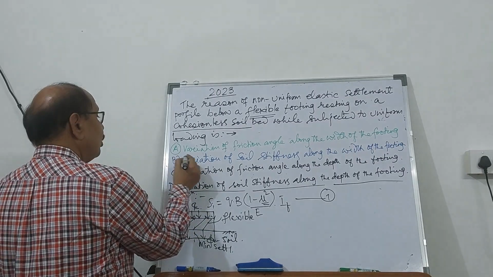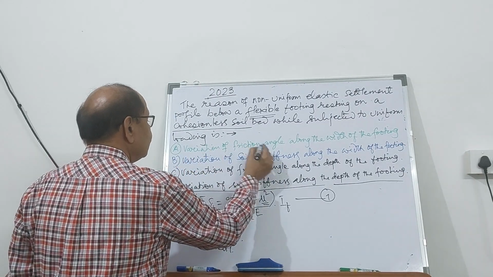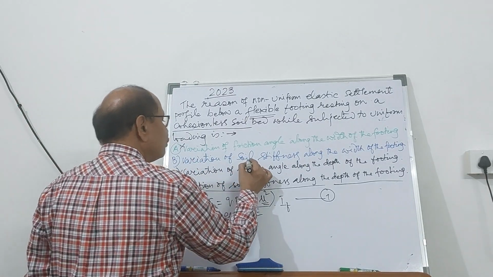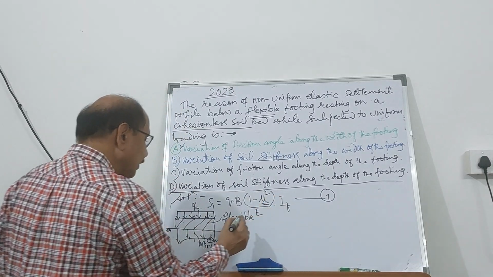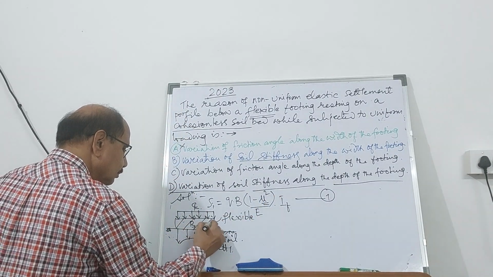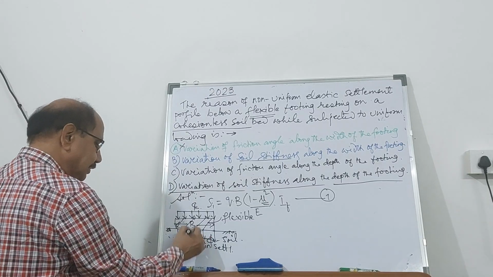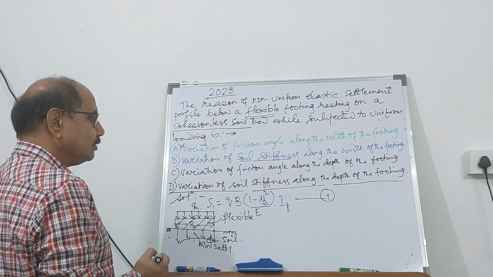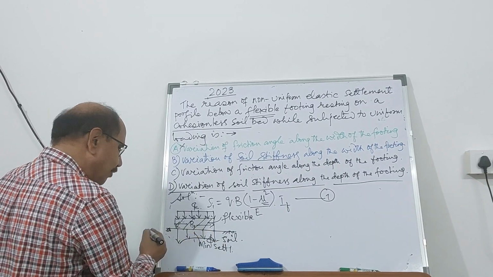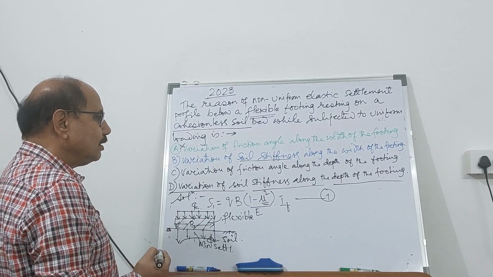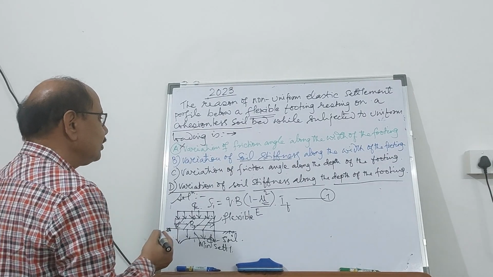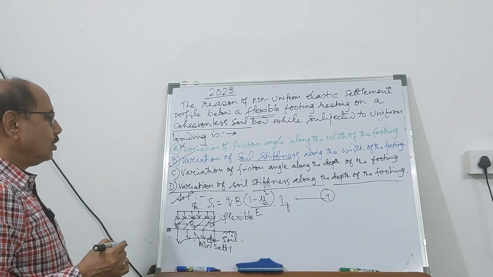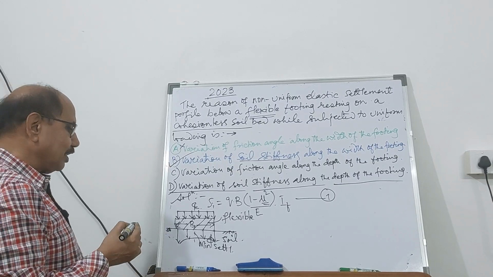So if you see the option variation of friction angle, it has nothing to do with this. So this is out. Now variation of soil stiffness along the width of the footing. This is the width of the footing. Yeah, it is going to change. The maximum confinement is along the center line. So along the width, as you go away from the center line, the stiffness is going to change. So variation of soil stiffness along the width of the footing is the right answer. So you will have to choose the right answer.